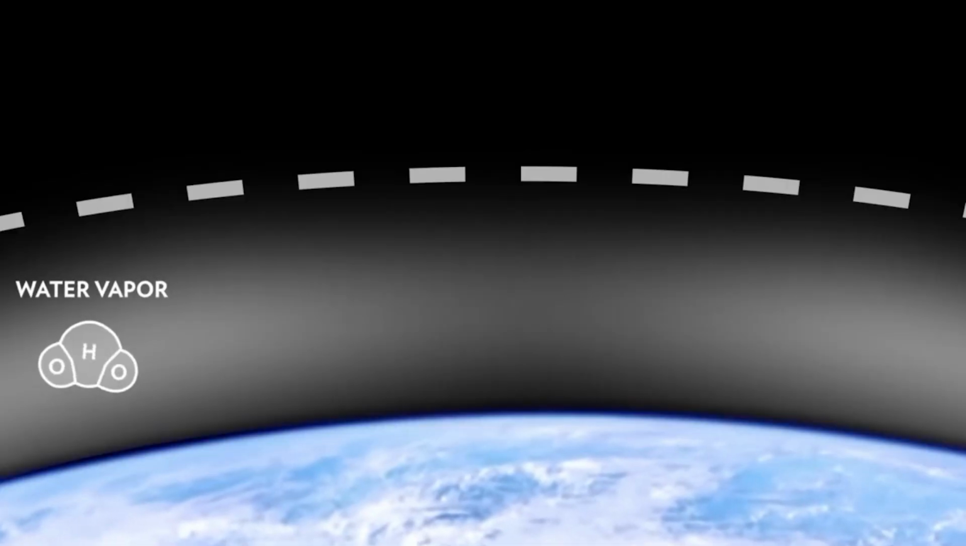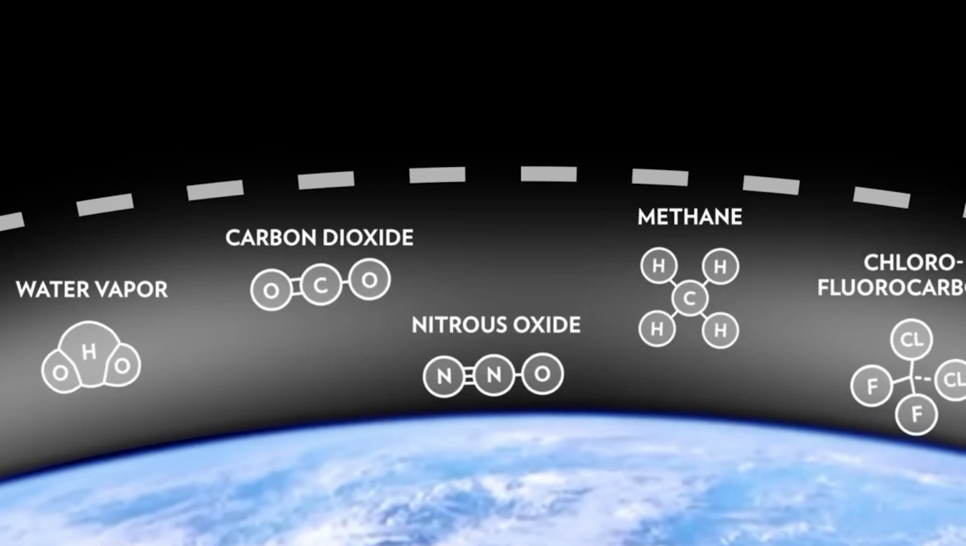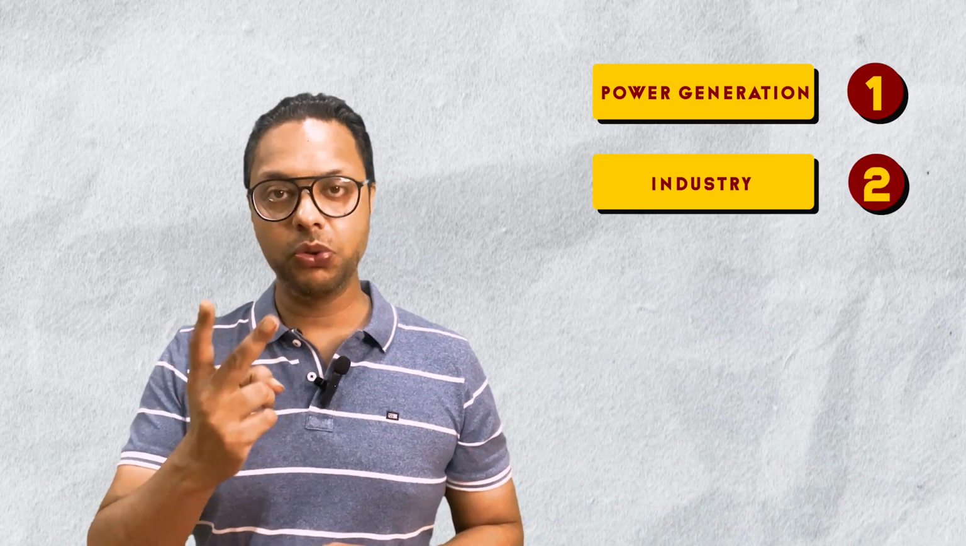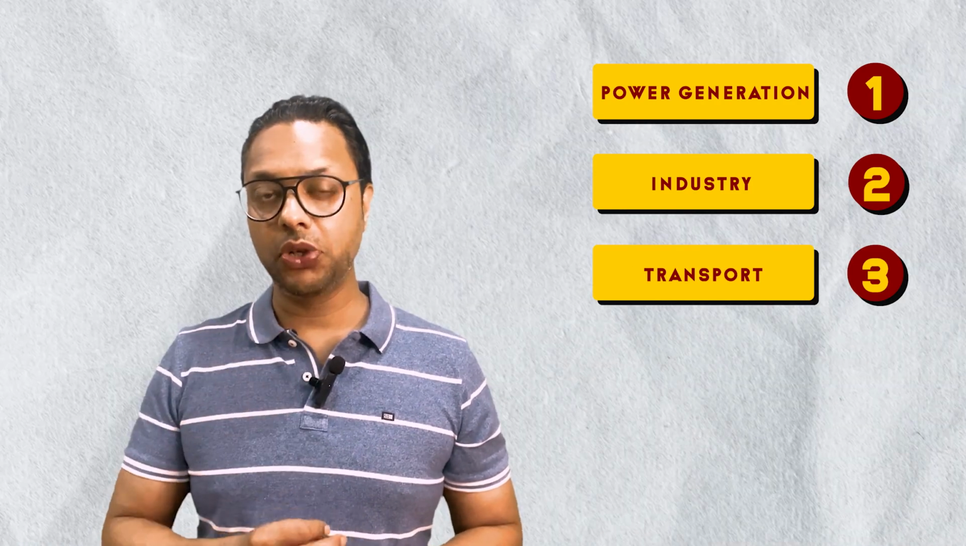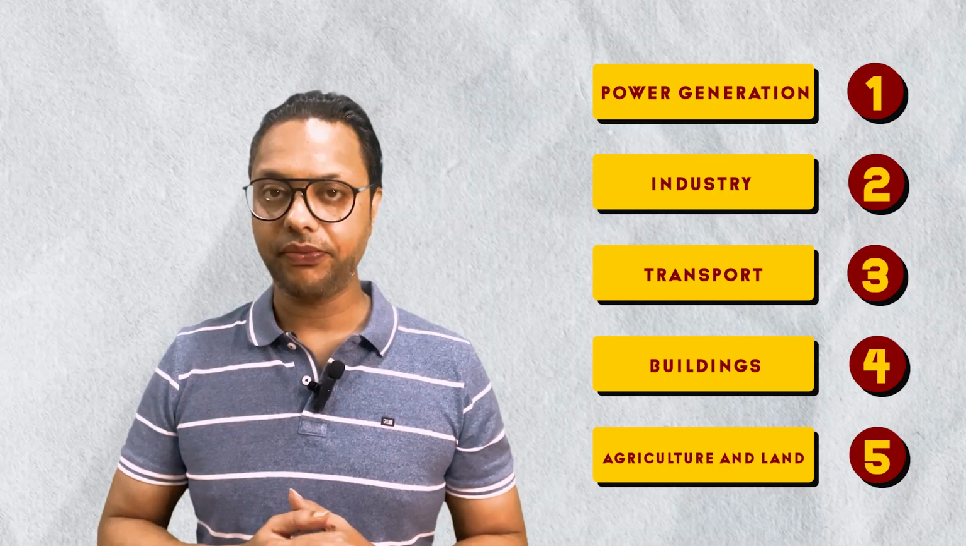The carbon dioxide and methane emissions that are warming the planet come largely from 5 sources. Number 1, power generation. Number 2, industry. Number 3, transport. Number 4, buildings. And number 5, agriculture and land use.